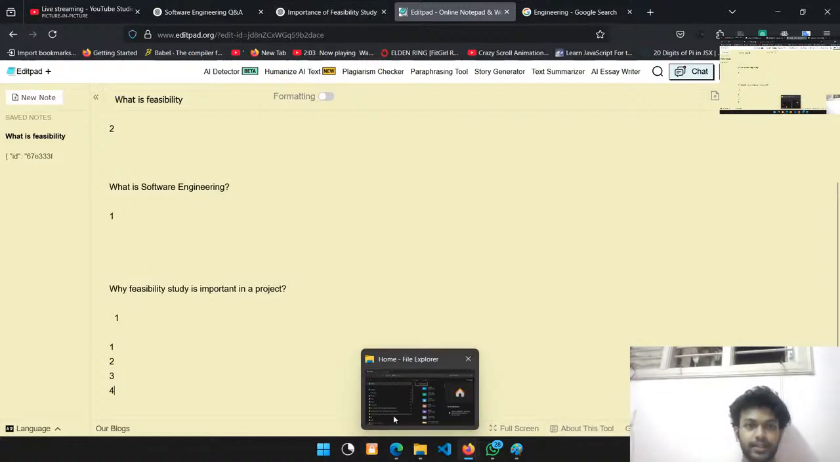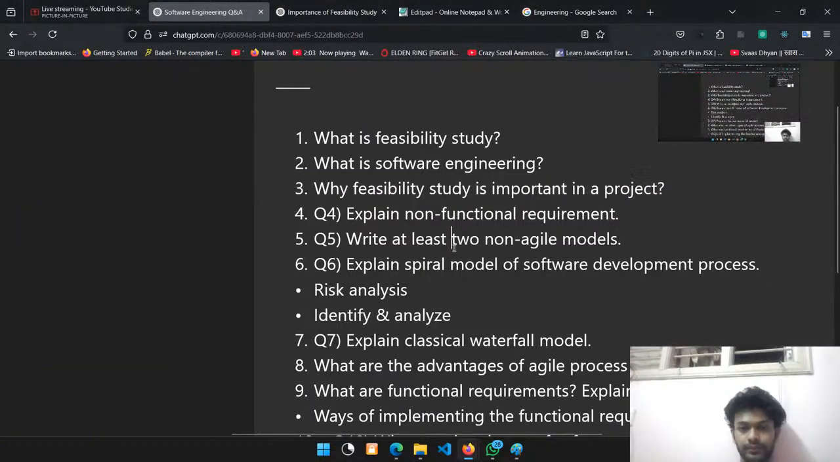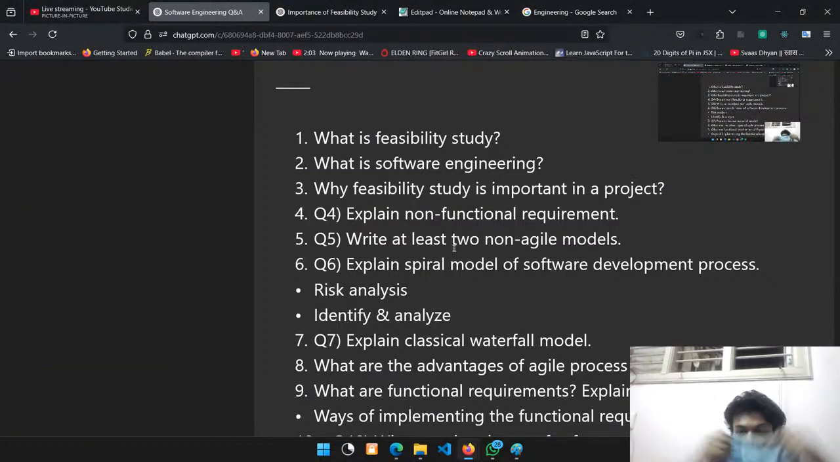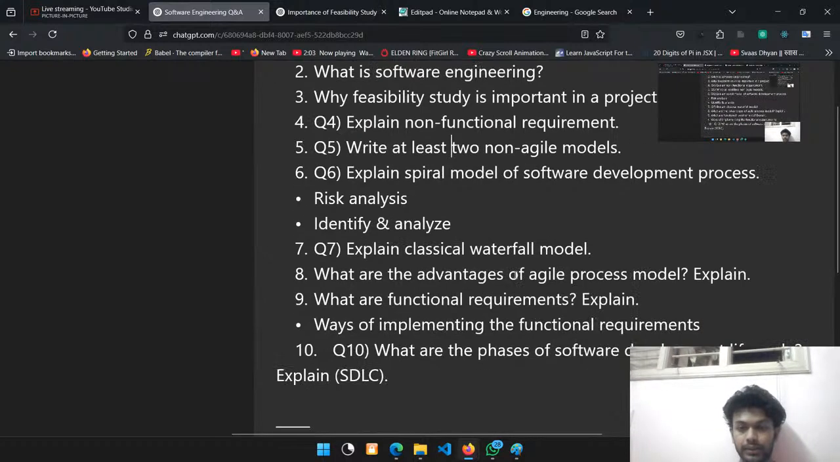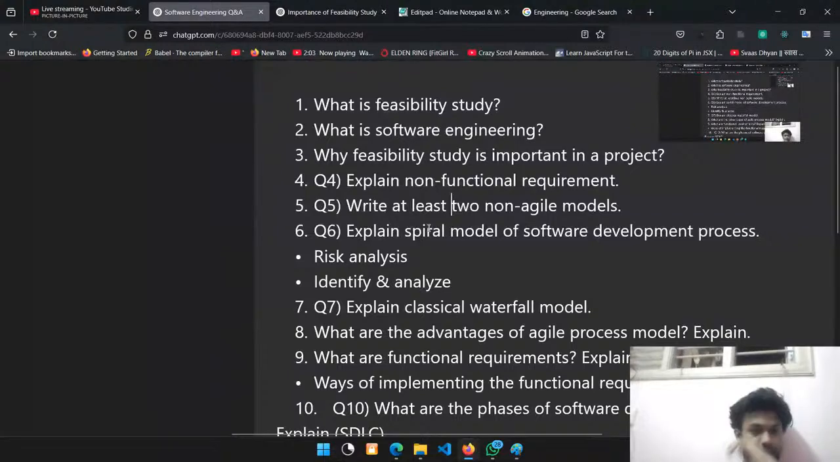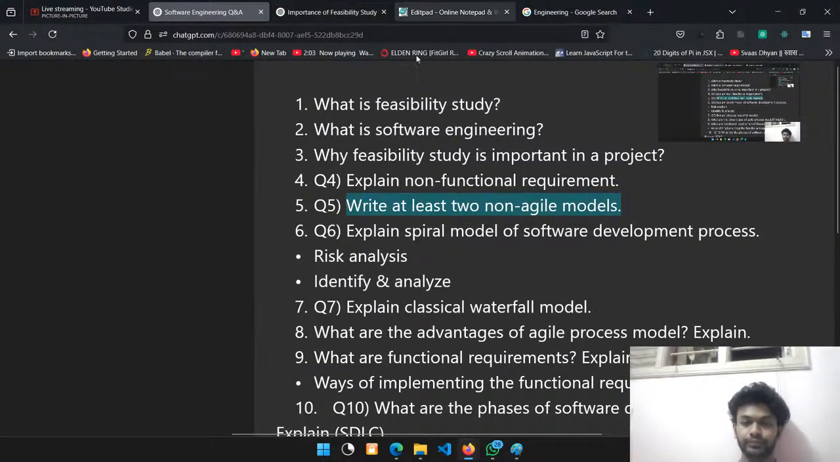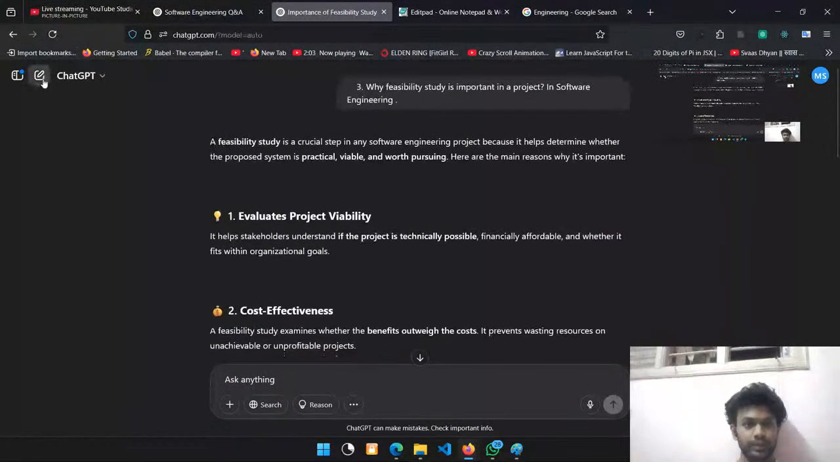One more question, guys, and after that we'll have. So many things to cover. Okay, write at least one non-agile model. What's this? So before we get in here.